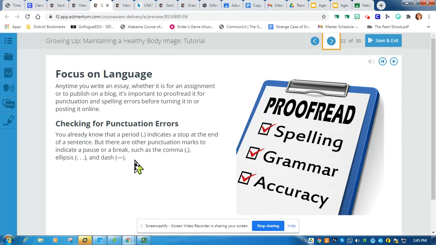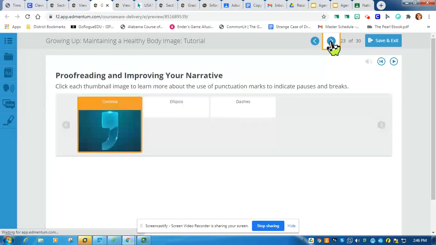You've got to proofread. And so going on to checking for punctuation, you already know that a period indicates the stop at the end of a sentence. But there are other punctuation marks that indicate pauses or breaks. So don't forget to add commas where they need to go, ellipses when you're leaving out words, particularly in a quotation, and then using a dash. And if you are not familiar about when it's appropriate to use dashes, then you need to consult with Google. And there are some good websites that explain those rules.